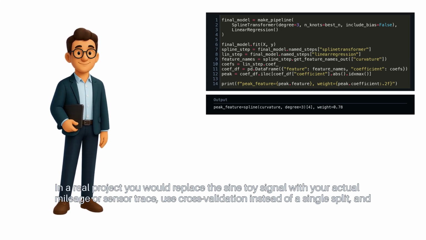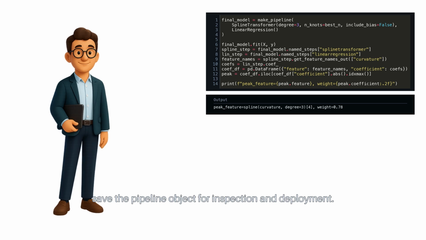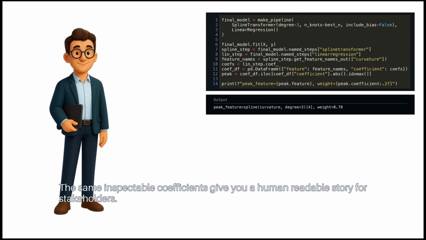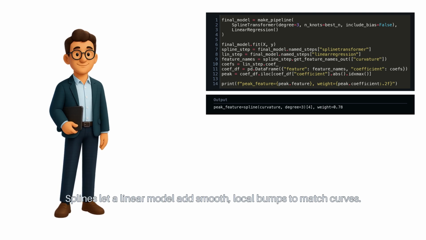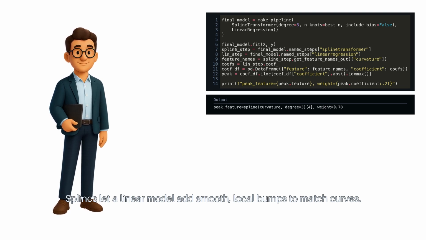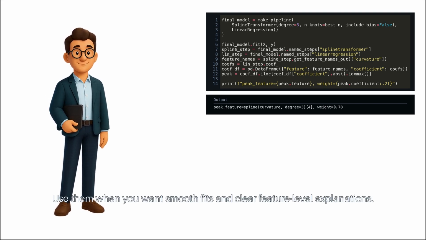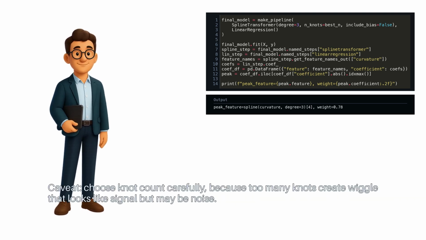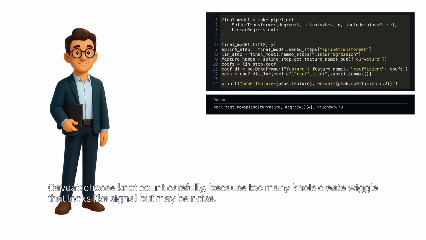Use cross-validation instead of a single split, and save the pipeline object for inspection and deployment. The same inspectable coefficients give you a human-readable story for stakeholders. Splines let a linear model add smooth, local bumps to match curves. Use them when you want smooth fits and clear feature-level explanations. Caveat: choose knot count carefully, because too many knots create wiggle that looks like signal but may be noise.